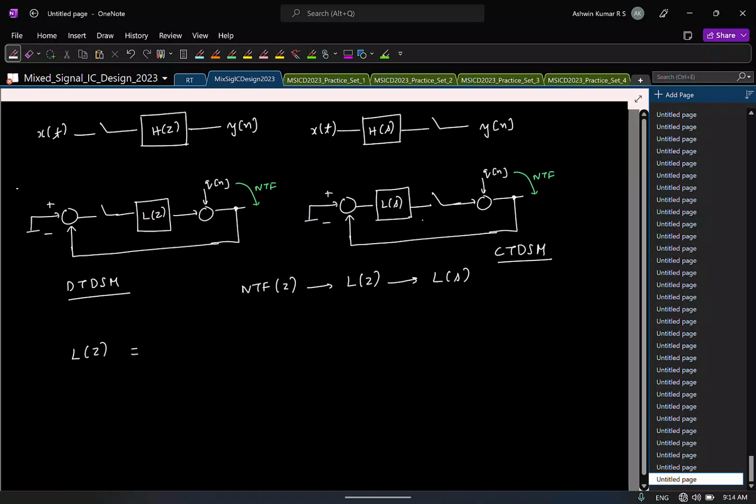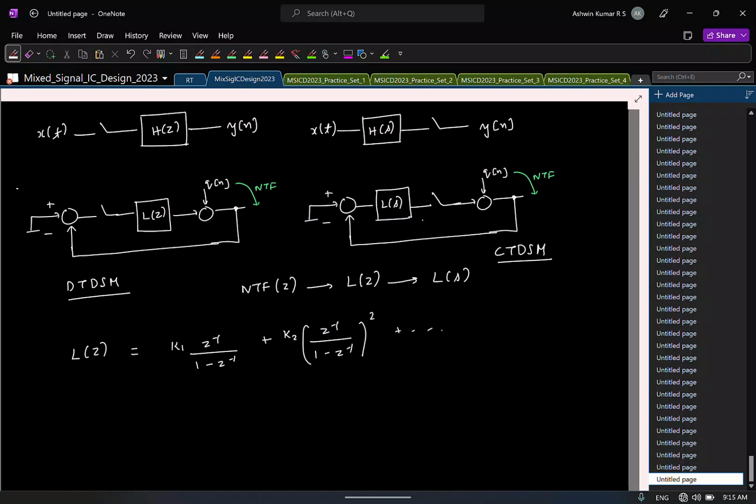In first order, let's say second order. It was 1 upon NTF minus 1, right? It's a cascade of integrators, so it was of the form K1 times Z inverse by 1 minus Z inverse, plus K2 times a cascade of 2 integrators, and so on.